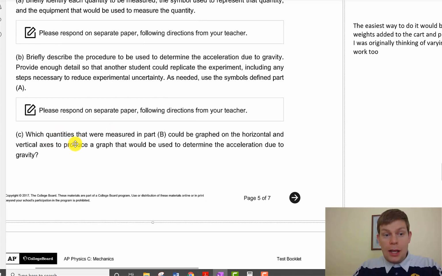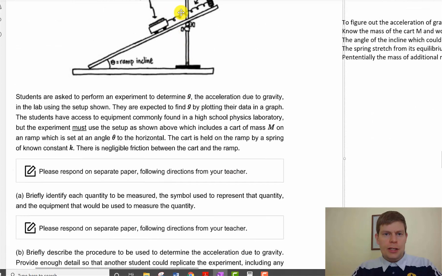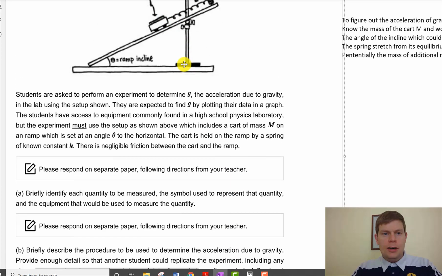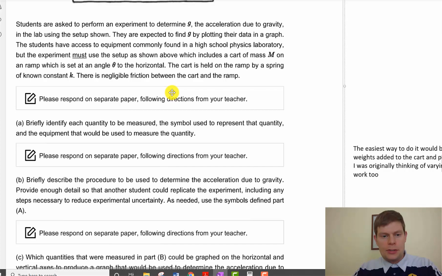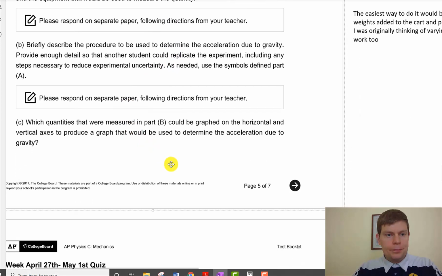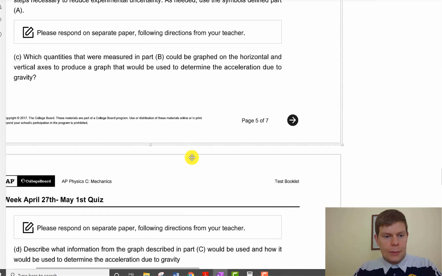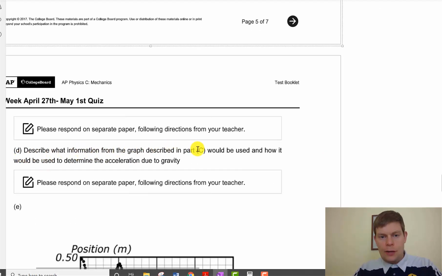And then which quantities measured in part B could be graphed on the horizontal and vertical axes to produce a graph that could be used to determine the acceleration due to gravity. In this case, you'd want to do something like stretch of the spring versus the total mass of the cart plus masses. Something like that would work great. And then describe what information from the graph in part C would be used and how it would be used to determine the acceleration due to gravity.